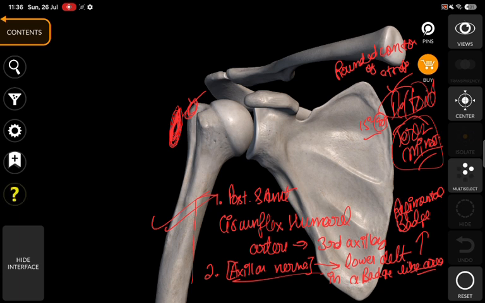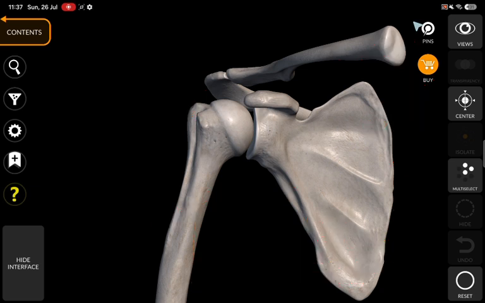So this is what will be happening. Now we are done with the upper part, I guess.